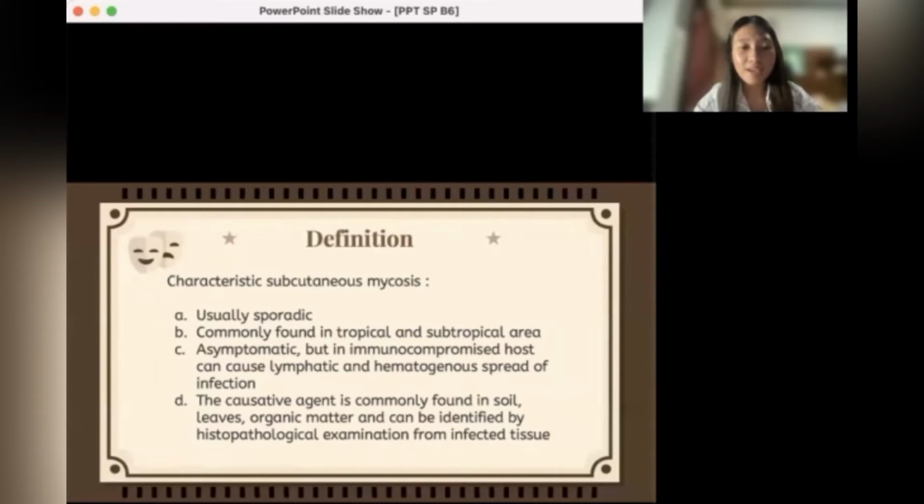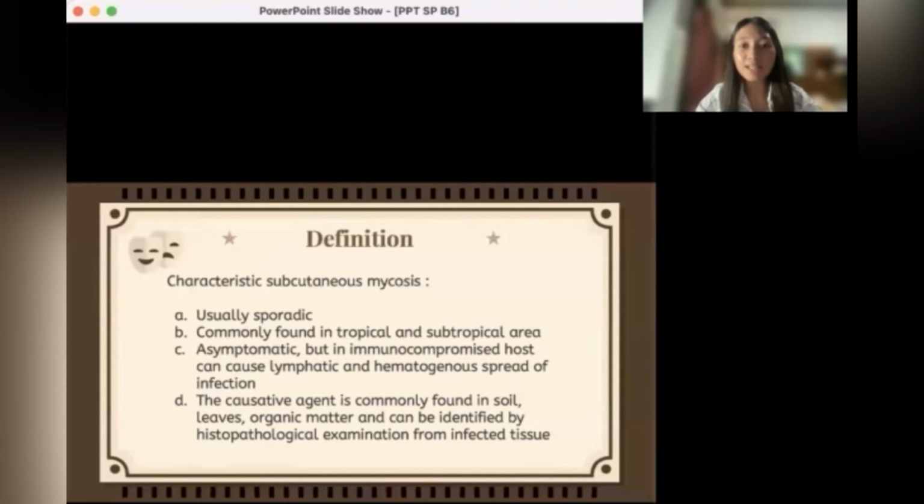Then, the characteristics of subcutaneous mycosis are: subcutaneous mycosis is usually sporadic and commonly found in tropical and subtropical areas due to high temperature and humidity conducive to the growth of fungi.